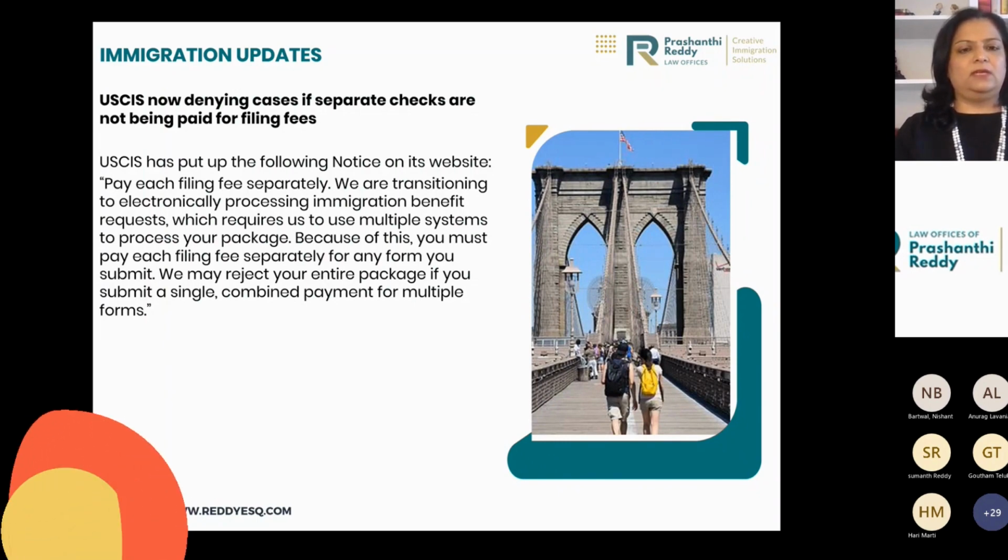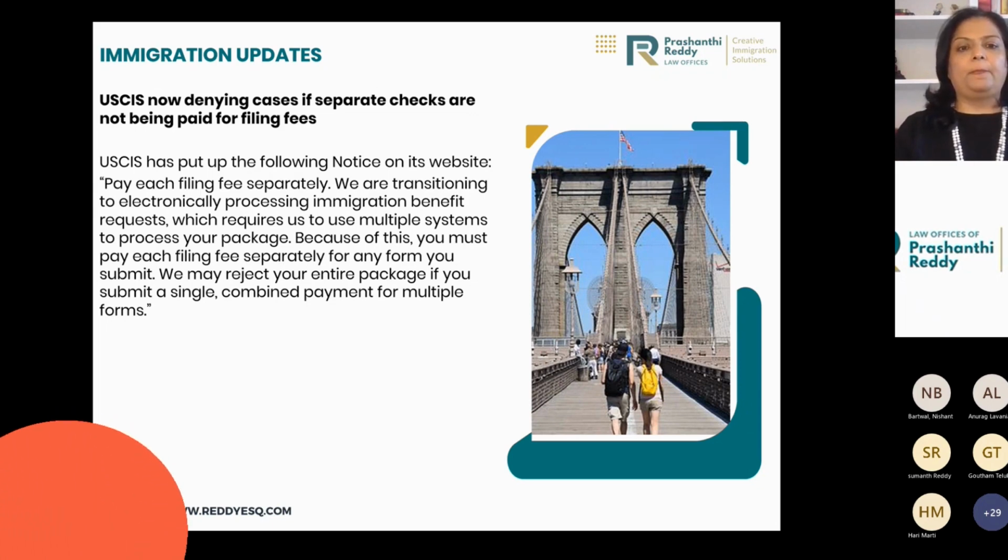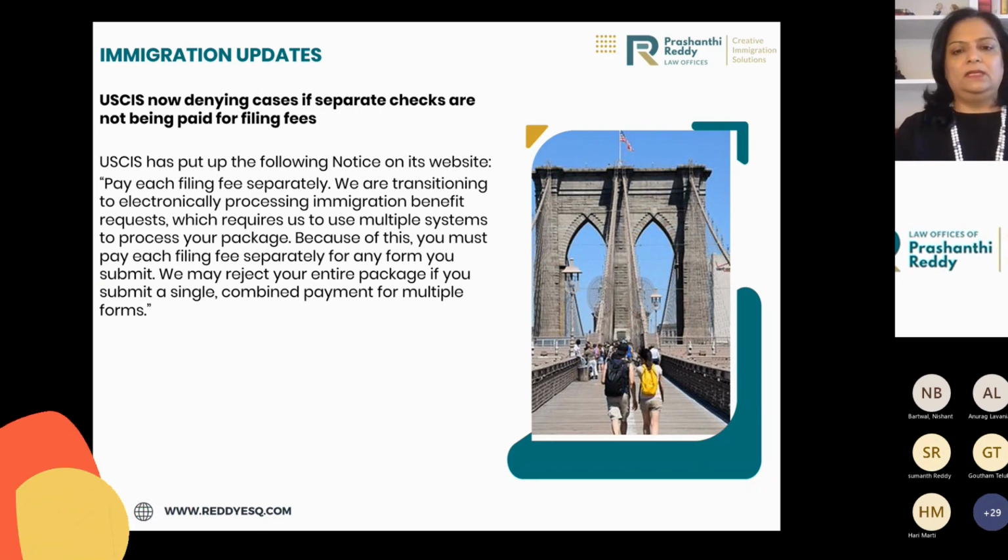This is, they're saying, because they're transitioning to an online system, and this electronic processing is not possible if there is one combined check for multiple fees. It also makes sense because that way, if, for example, your premium processing check is incorrect, only the premium processing part of the fee will come back, and the entire application will not come back.